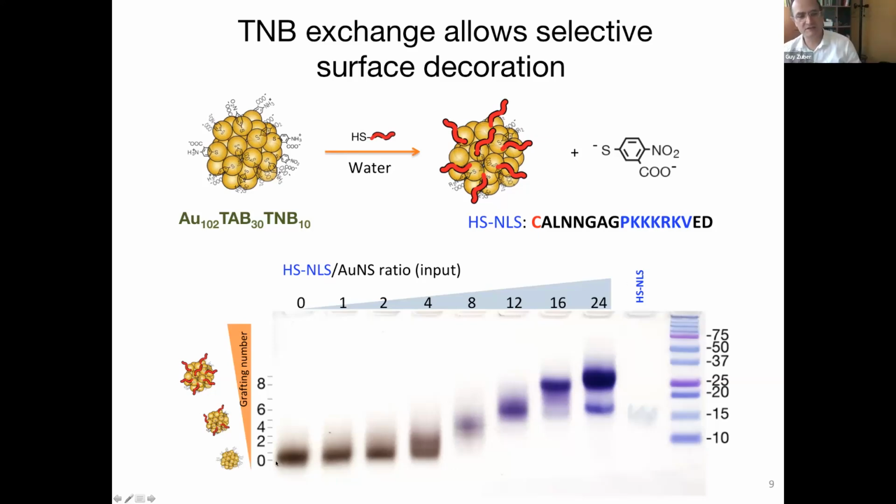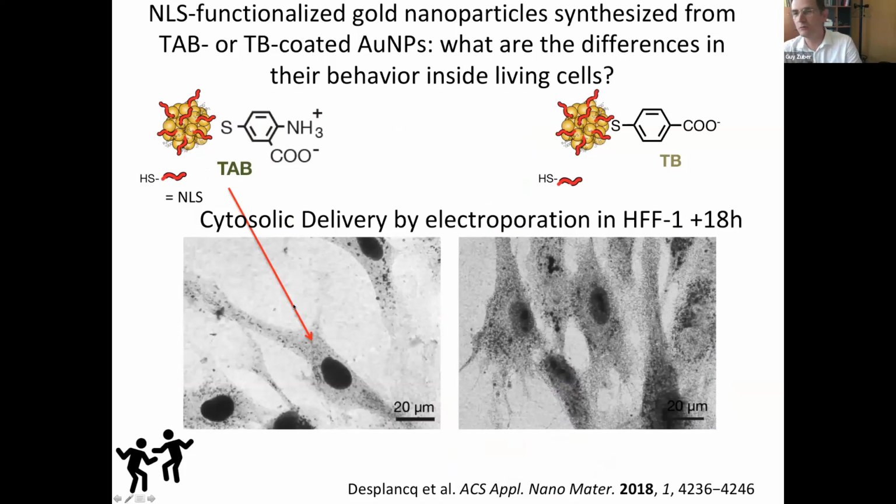The nice thing as well is that we can analyze the number of peptides that are linked to the gold particles just by looking at the retardation of the particles within the gels. We can almost count the number of peptides on the particles, almost. So this is very nice. We also have batch control, which is very nice for the gold particles. And then we electroporate them inside the cell.